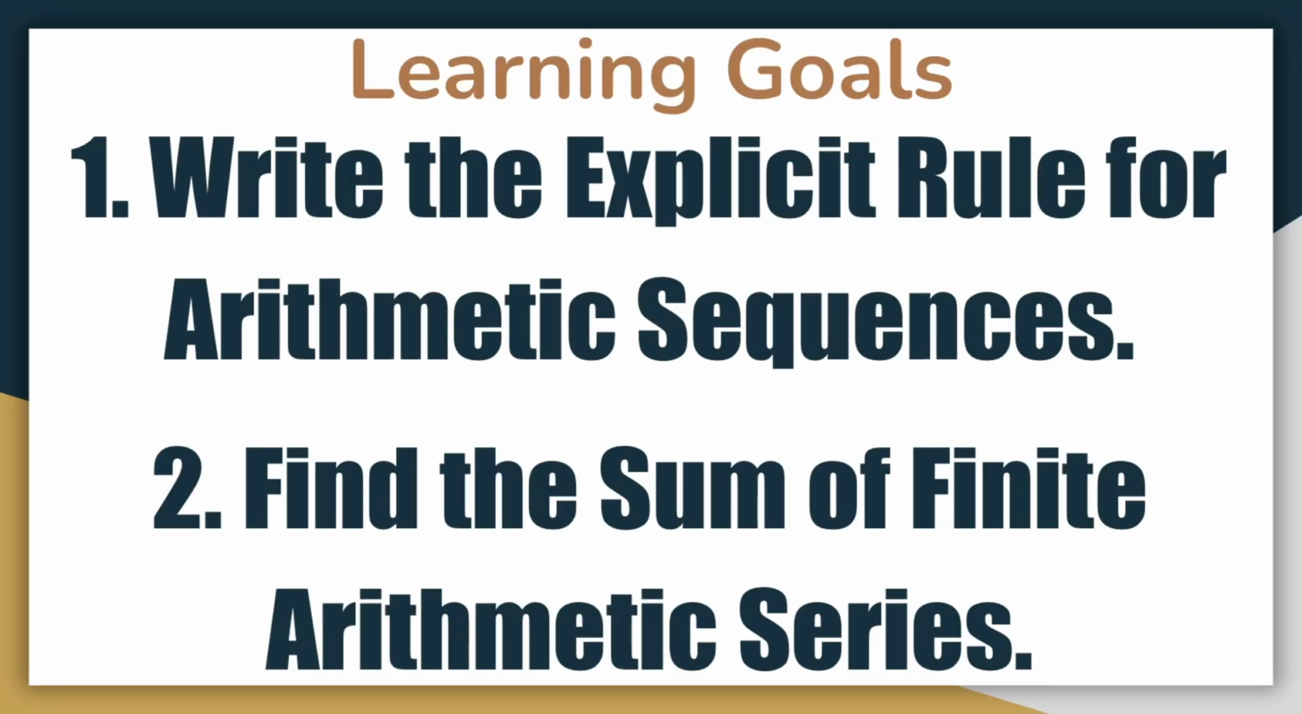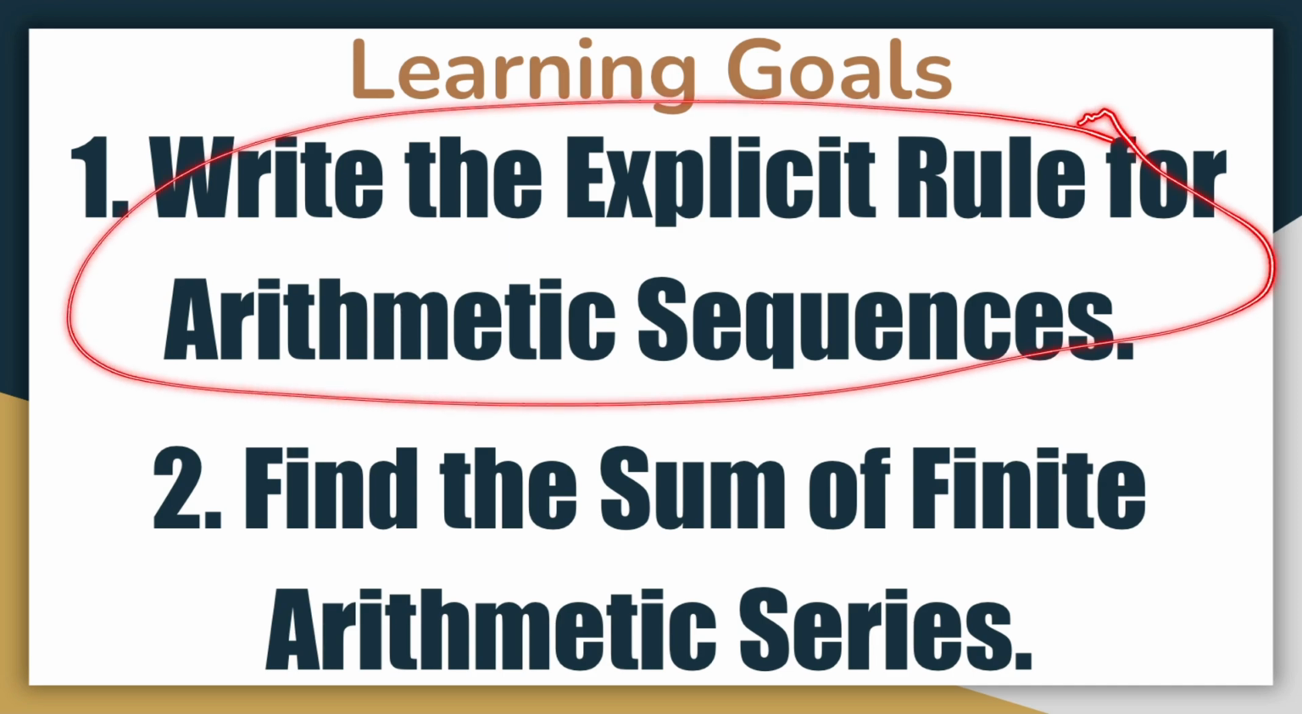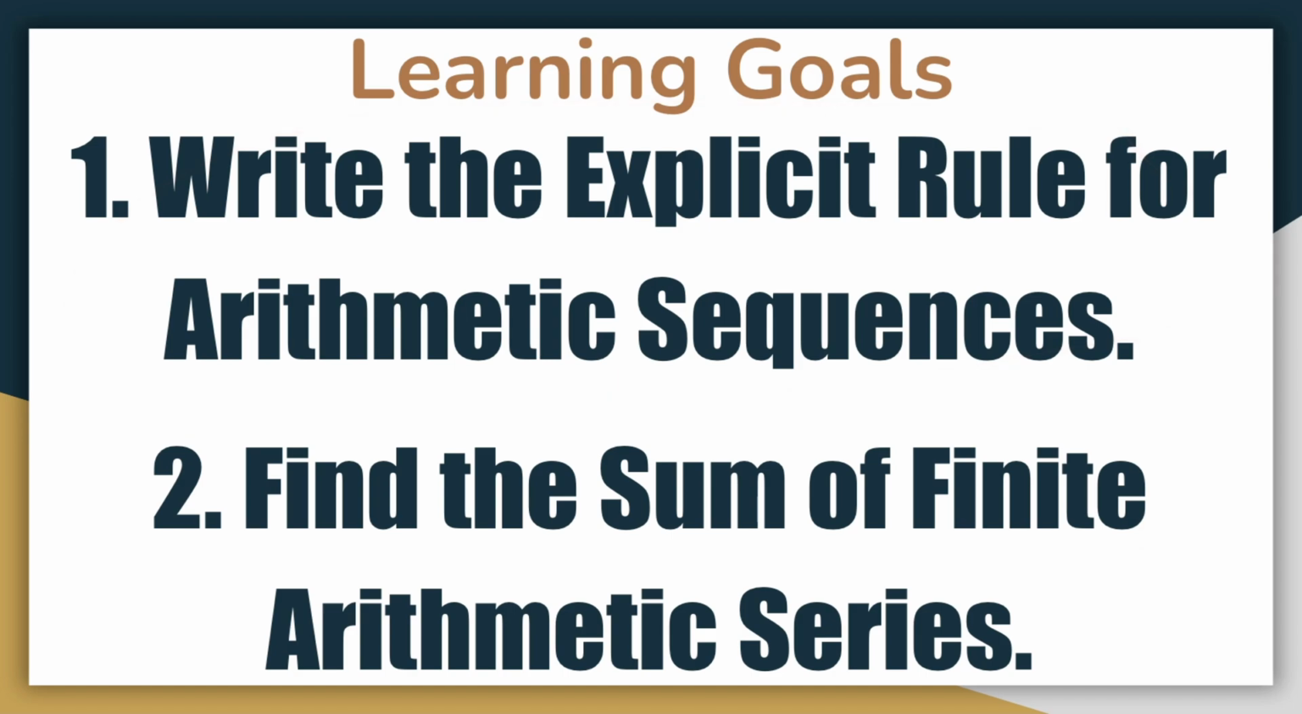Okay, so let's dive into those learning goals. We have write the explicit rule for arithmetic sequences, and then we have find the sum of finite arithmetic series. Okay, so we got a lot going on here. Let's start with this. This is an Algebra 1 standard, okay? And that's okay. And the reason why it's okay is we need to review that to make sure that we can be successful in this second goal of finding the sum of finite arithmetic series, okay?